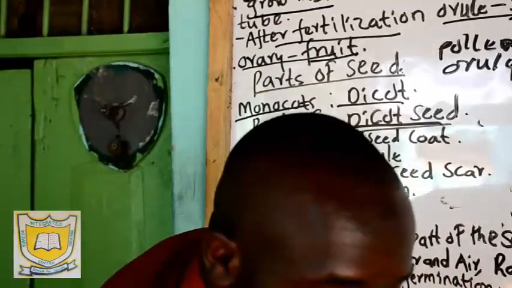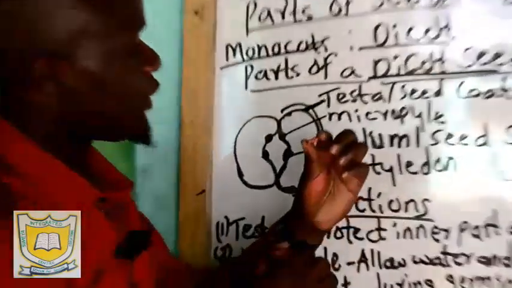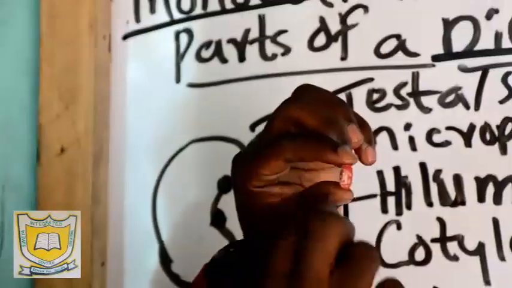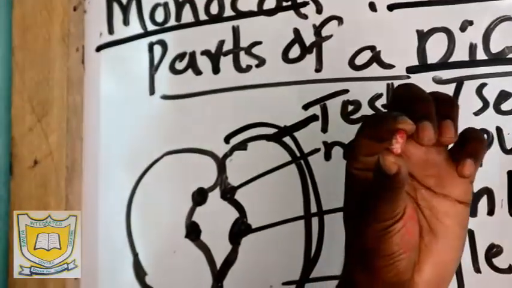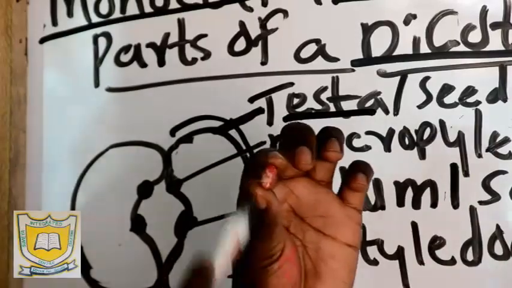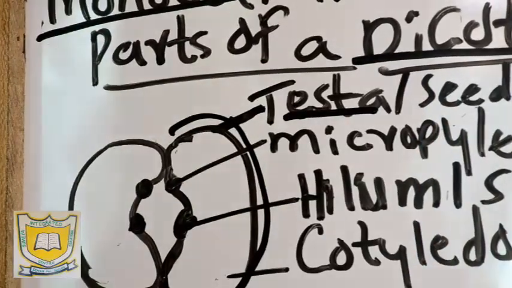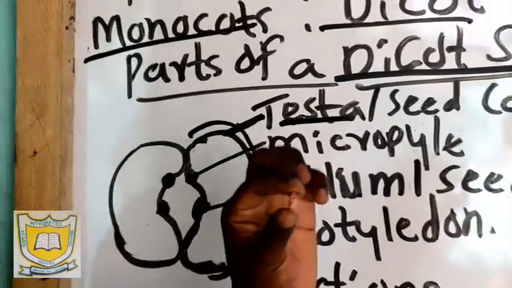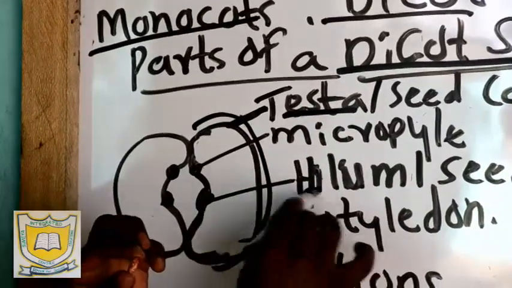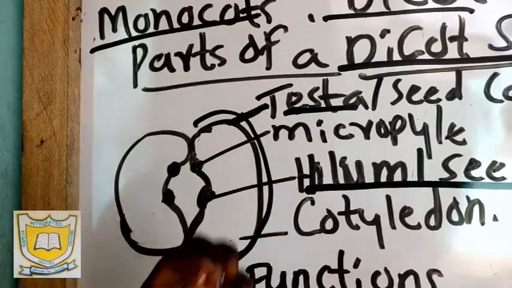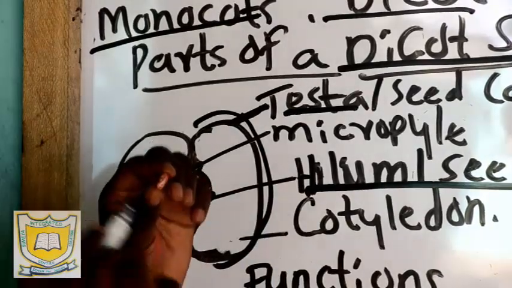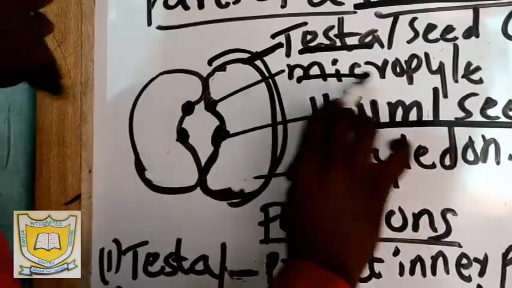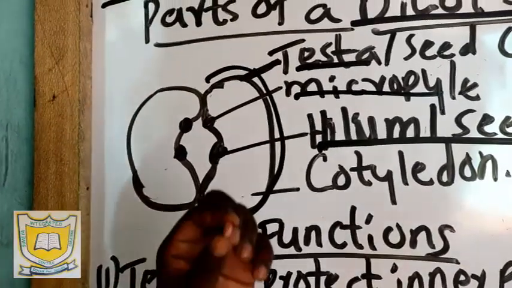For example, this is a bean seed. Now this external part, the colored part of this seed, is what we call the testa. Now when we move to this part here, which attaches itself to the pod, is what we call the hilum or the seed scar. We have a part here at the top which is very tiny, that is called the micropyle.